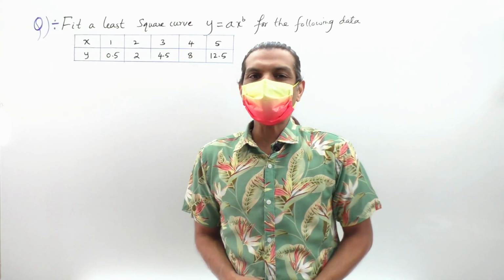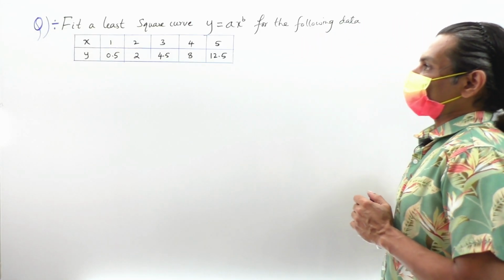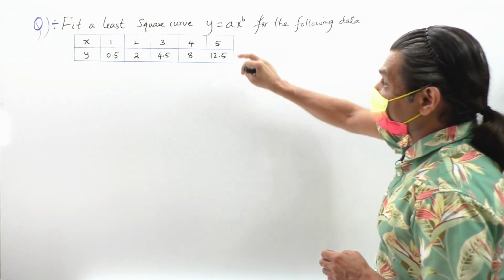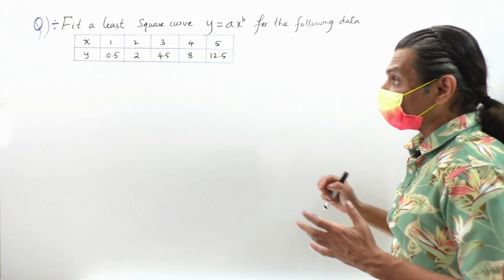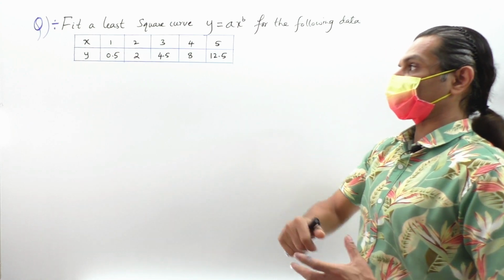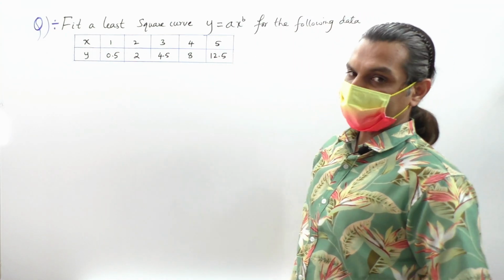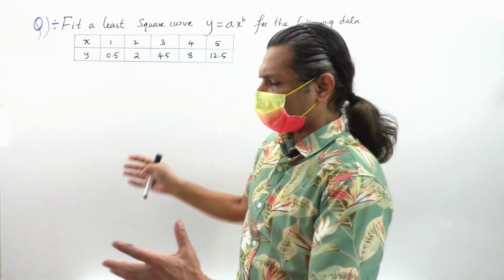Now, as I always do, let us make the concept more clear and simple by solving the problem here. The problem says fit a least square y is equal to a x whole raised to b for the following data. The values of x given in the table are 1, 2, 3, 4, 5. Total 5 values, n is equal to 5, and the corresponding values of y are 0.5, 2, 4.5, 8 and 12.5. So, let us solve this now.